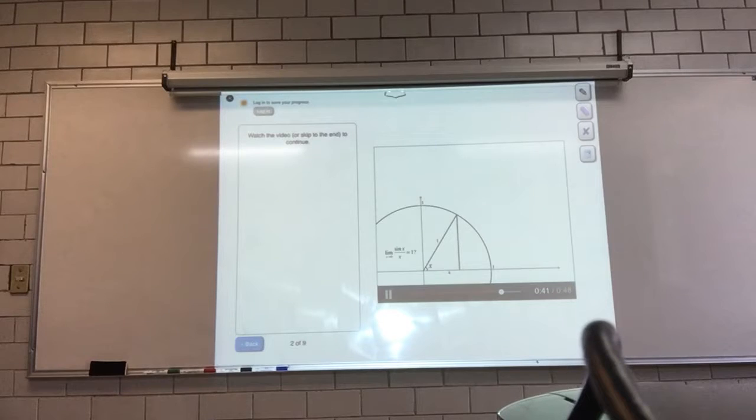There are three lengths here that we're going to need. Let's call them A, B, and C. Can you figure out what they are in terms of x?